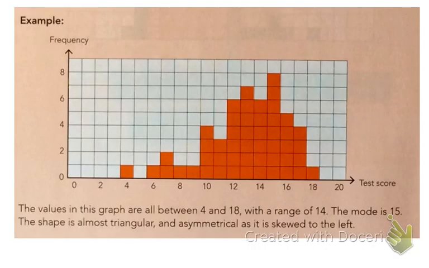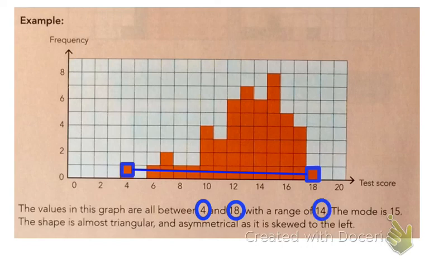So let's have a little example of how we write this up. We've got to find these key ideas, remember? The first thing we want to do is identify the smallest and the biggest, the minimum and maximum. So we've got our minimum at 4, our maximum at 18, and we're going to write that into our sentence. Then we need to find the range. The range is maximum minus minimum. We can see that gives a distance there of 18 take away 4, which gives us a range of 14.